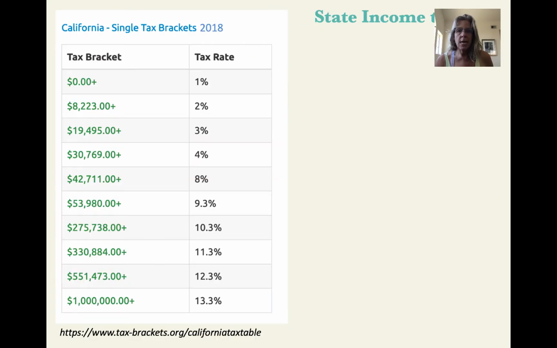Let's look at state income tax. It's the same way. It's progressive. At the lowest level, it's 1%, and then it goes all the way up. If you make over $1 million in California, it's at 13%.